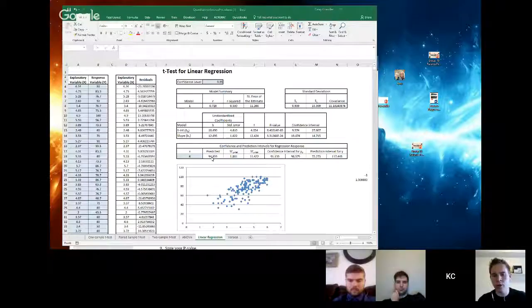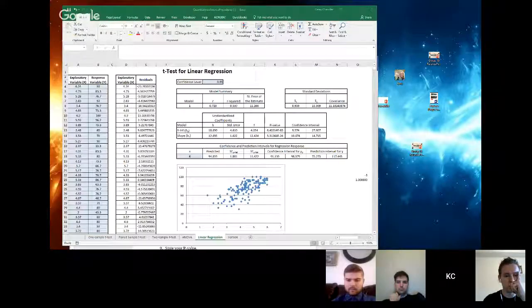So can we jump back to number 12 really quick? Yeah. So on the spreadsheet, there's a section over the predicted value of 94.859. If we go all the way to the end of that row, there's also a prediction interval for y. And is it asking with the largest predicted value of y? Would that be 117.445?